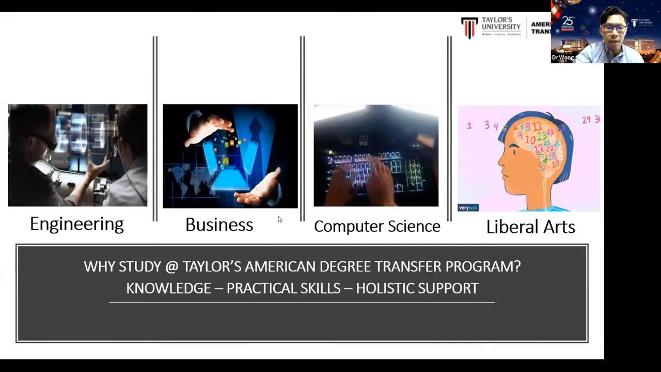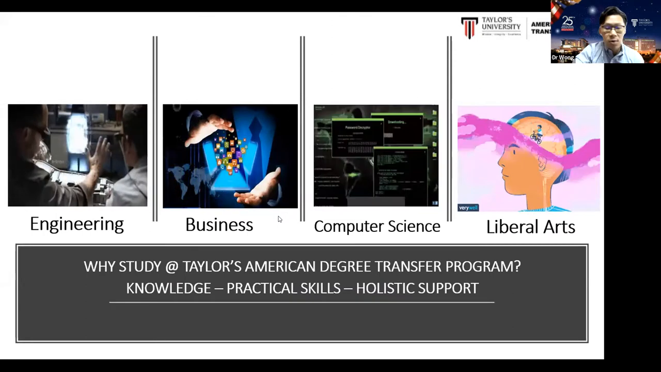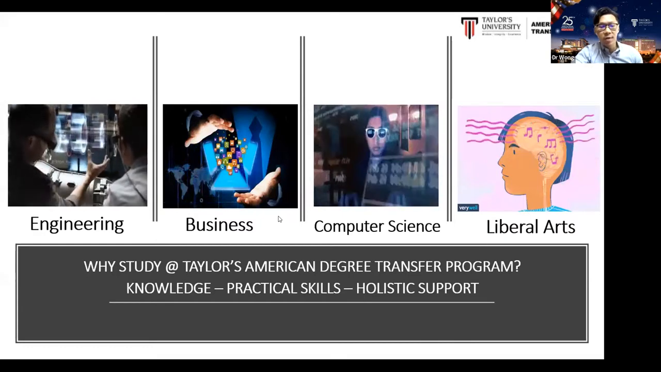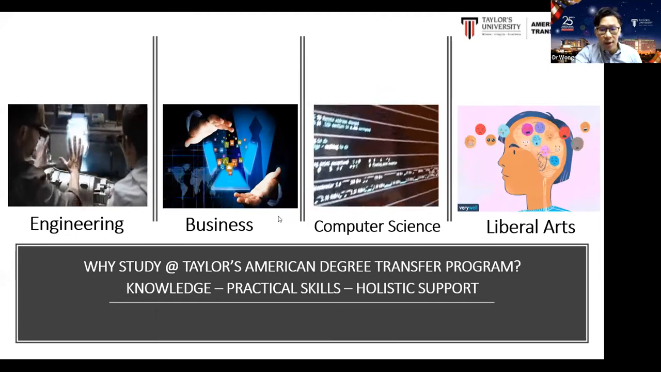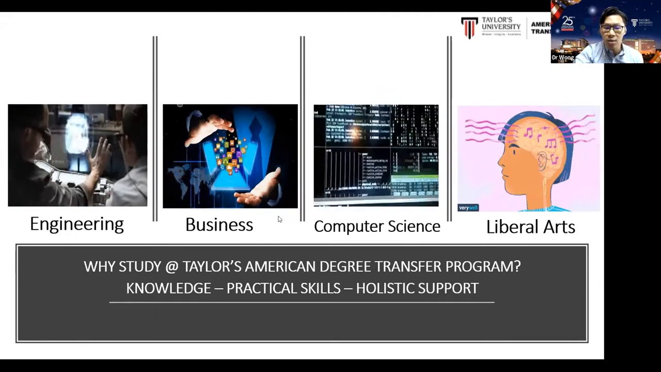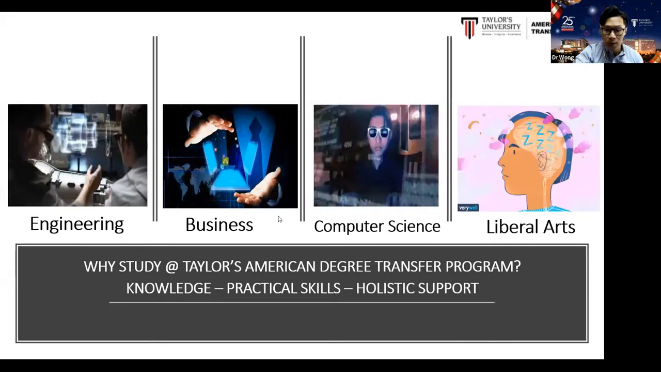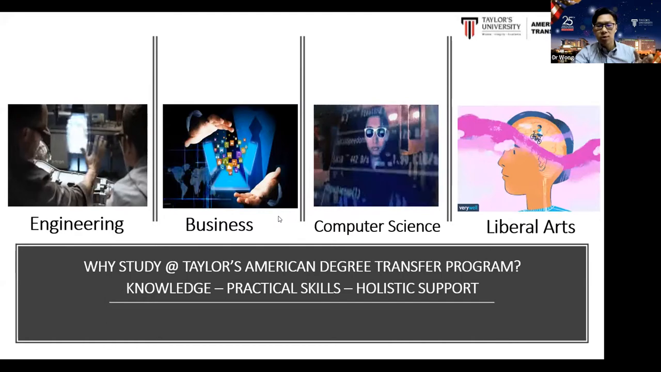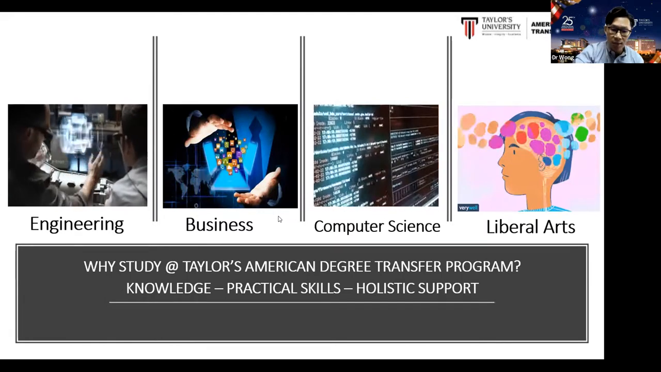All right, come to this slide here. This is our four different majors here. We have engineering. So engineering students can major in different types of engineering, like civil engineering, electrical engineering, even mechanical engineering. Applied science also falls under these engineering departments. Next we have business. So business students can venture into actuarial science, econs, marketing, finance, and so on.